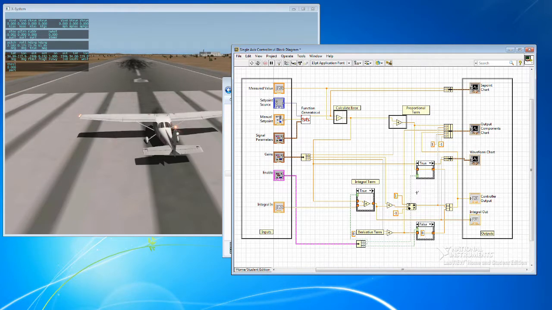So what I'm going to do is switch back to our King Air that we had before. I'm going to let it wind up on the runway, and then we're going to try and take off again and see what sort of behavior we get now.